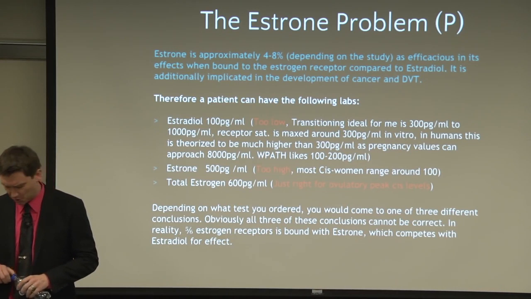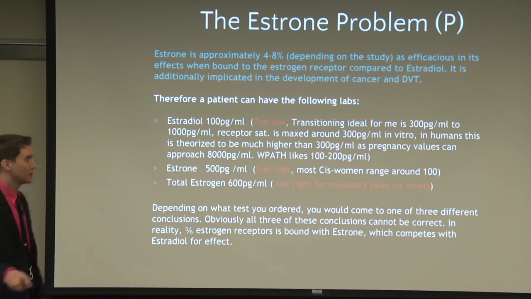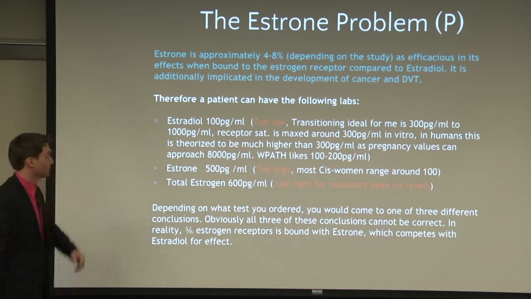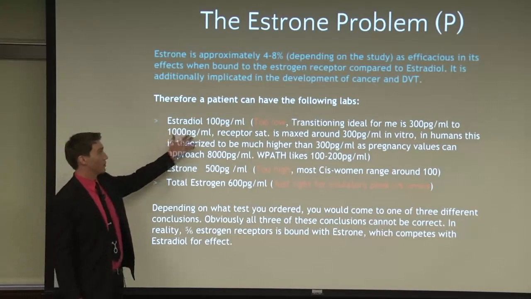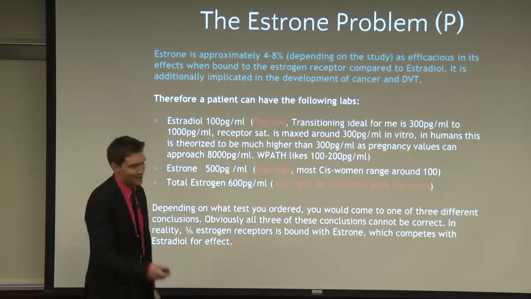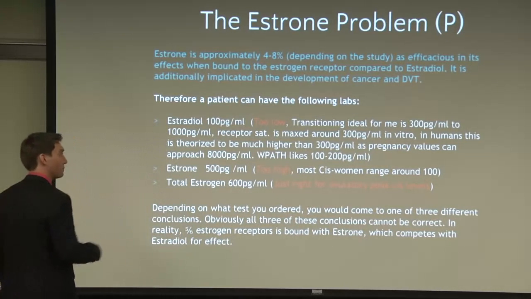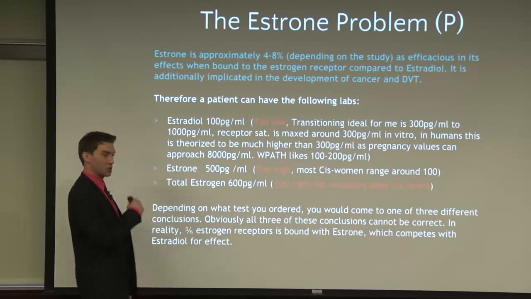Let's say that you have a patient, and we're going to just follow the WPATH standard here really quick, not my methods, we're going to say the WPATH. So estradiol, you get it back, it's 100. To me, that's too low. I like it over 300. But WPATH likes them 100 to 200, so they say that's okay. Great, all right, everything's fine, keep transitioning, have a good day.